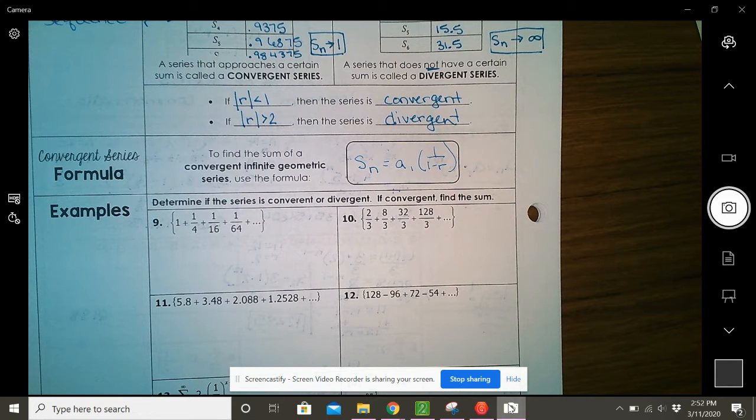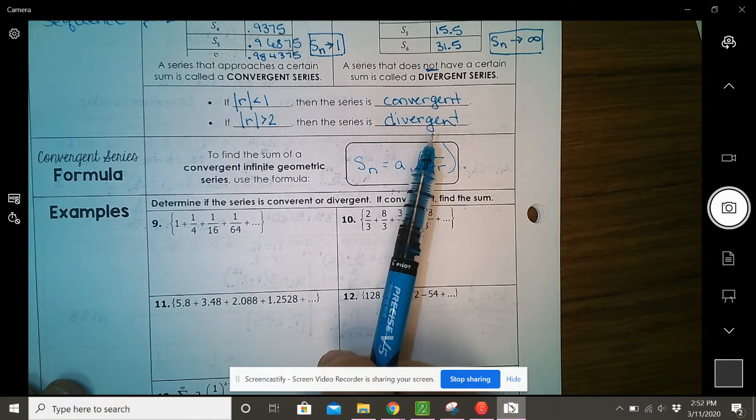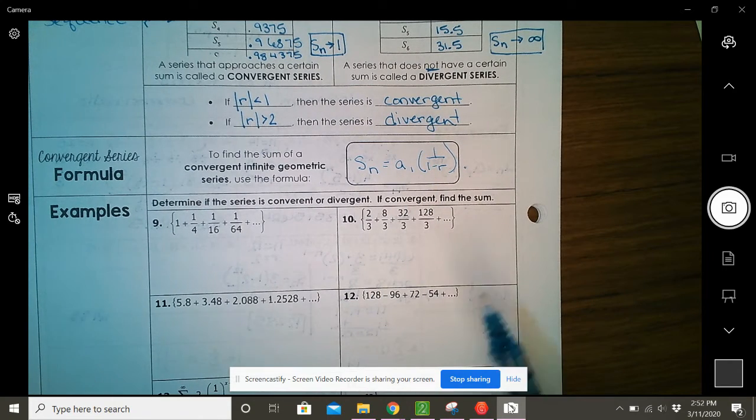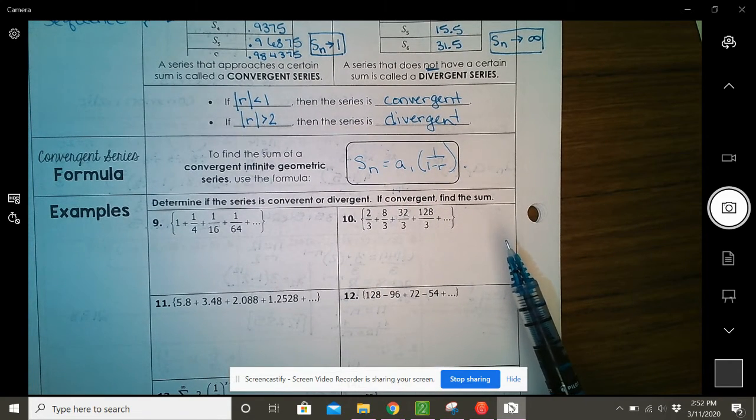The sum of a convergent series is the first term, a sub 1, times 1 over 1 minus r. So step 1 is going to be find the r value. Let's decide if it's convergent or not. If it is convergent, we'll continue with this formula to find the sum.